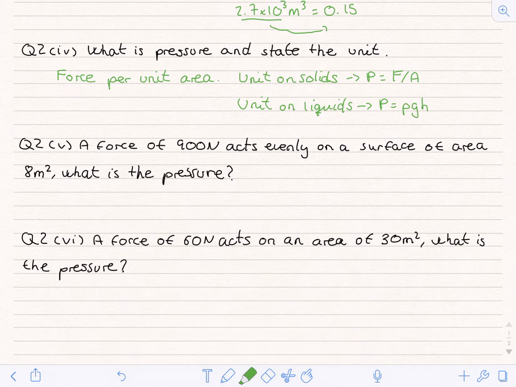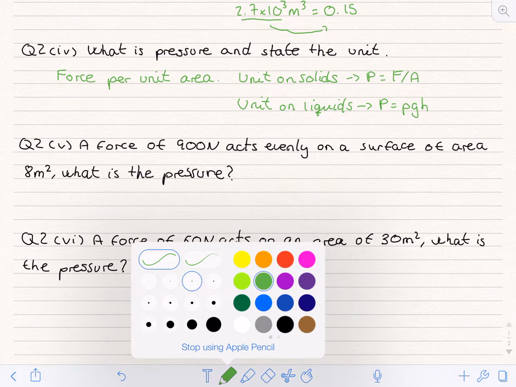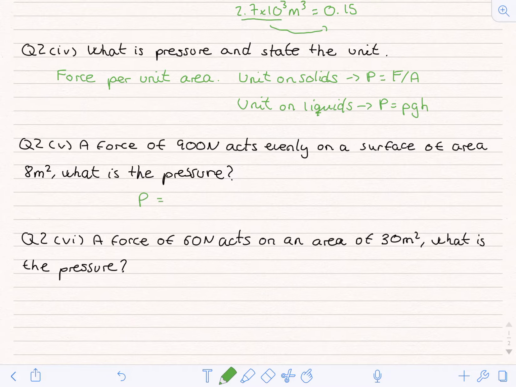So the question is, a force of 900 newtons acts evenly on a surface of area 8 meters square. What is the pressure? So we know that the pressure on objects is equal to F over A on solids. A force of 900 newtons on 8 meters square. Area is measured in meters square, so we don't have to transform anything. So now we know that 900 divided by 8 is equal to 112.5.